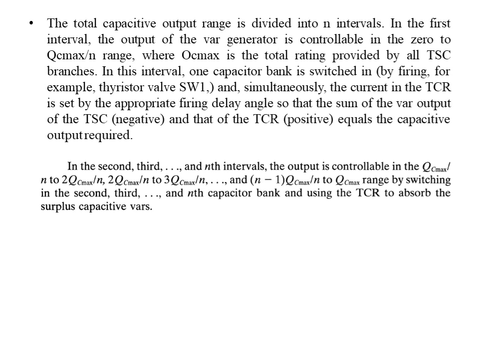In the second, third and nth interval, the output is controllable from QC max divided by n to 2 QC max divided by n, from 2 QC max divided by n to 3 QC max divided by n, and up to (n minus 1) QC max divided by n to QC max. In this way, we have to keep switching the thyristor switched capacitors and thyristor controlled reactors. They arrange this by switching in the second, third and nth capacitor bank and using the TCR to absorb the surplus capacitive VARs.